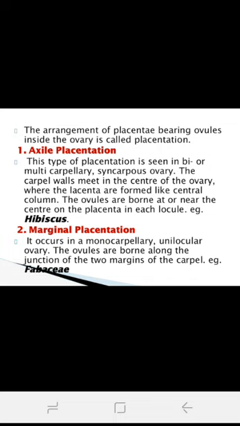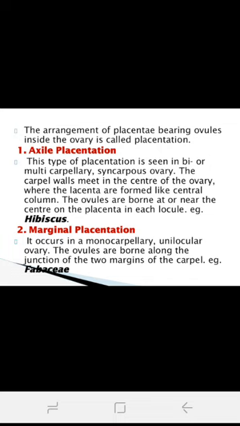First one is axial placentation. This is present in the case of bicarpellary syncarpous or multicarpellary ovary. The carpels meet at the entire center of the ovary and the placenta is formed like a central column. So ovules are borne at or near the center of the placenta, in each locule. Examples: hibiscus and also lady's finger. While cutting the lady's finger vegetable, you can see the 5 carpels and ovules arranged in each locule.